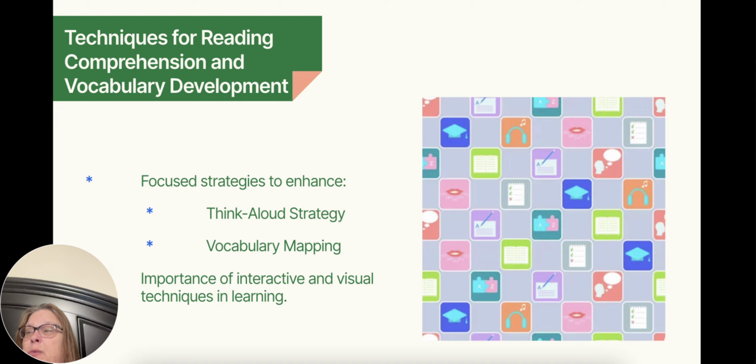So let's begin with an overview of the strategies that we are covering today. So the Think Aloud strategy is going to be focusing on improving reading comprehension by encouraging the students to engage in the text as they read. Vocabulary mapping is going to help students build and organize their word knowledge through visual aids and structured exploration. So by integrating these strategies, we're going to be able to empower the students to approach their learning with confidence and independence.